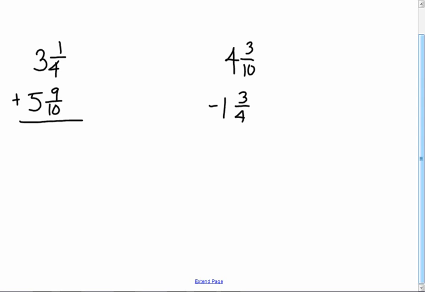Okay, I want to add these up. Now, when I add, I can go ahead and add my whole numbers. This is 8. And what do 4 and 10 go into? What do they go into? When in doubt, multiply these two numbers together. It's not too bad. 4 and 10 go into 40, right? Because 4 times 10 is 40.